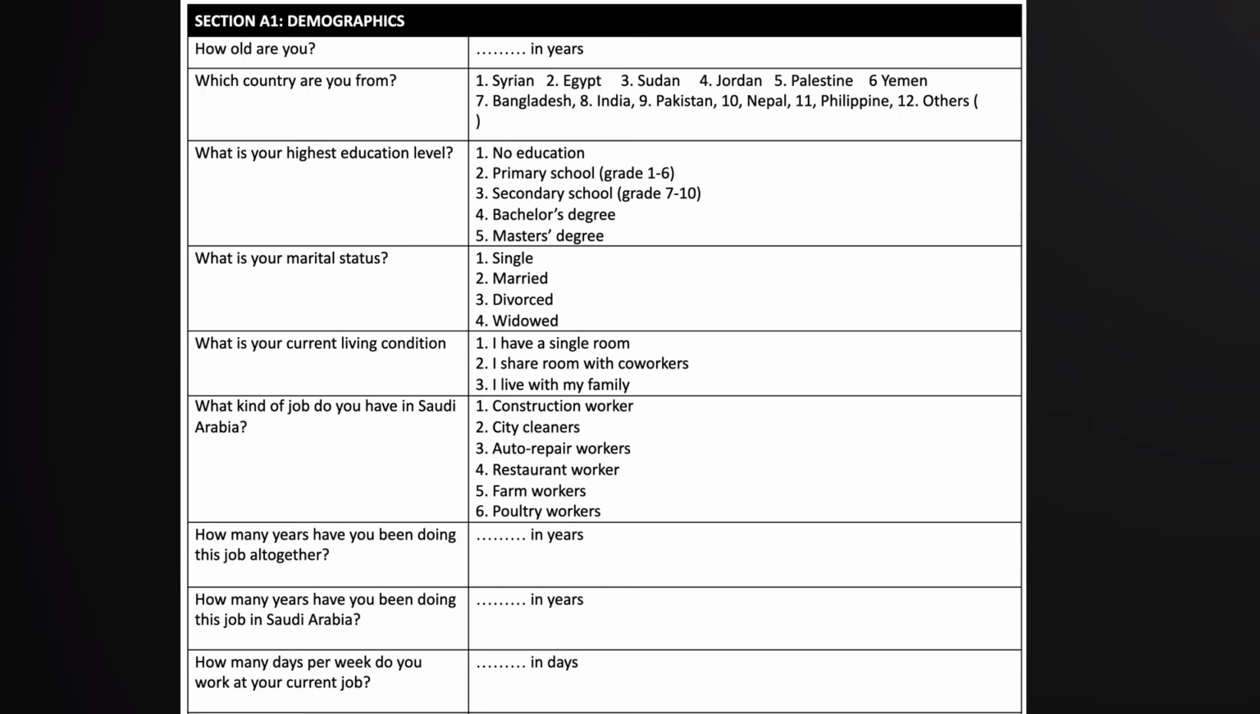Here we can also observe two types of responses that we can gather. The first one is in years, so we input a number. This is on a continuous scale. The other questions are on a categorical scale.